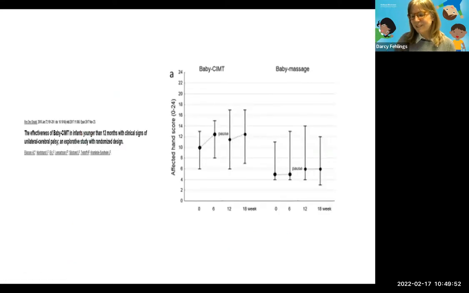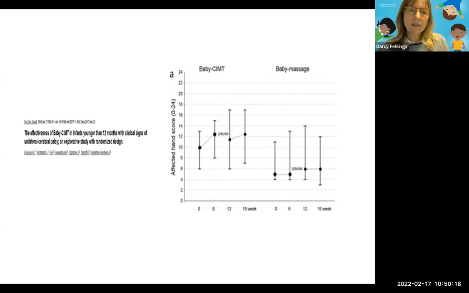So let me finish the talk with a few practical comments on constraint therapy. So I'm going to give you a little bit of background on baby constraint, and then I'll comment on starting to move it into a preschool and a school-aged format.